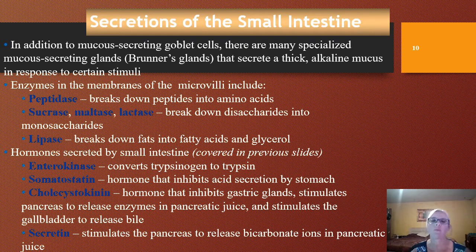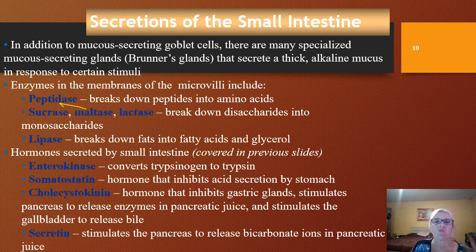These are glands. We call them Brunner's glands, and they secrete a little bit thicker, more alkaline mucus when certain stimuli occur, all right? We've got digestive enzymes that are embedded right in the membrane, right where we need them, to break food down before absorbing it. So we have things like peptidase, and remember ASE is how we recognize that we have an enzyme. So peptidase, peptid means peptide, so peptidases are enzymes that help to break down peptides into amino acids. All right, so remember, proteins have to have several things to break them down because they're so large.